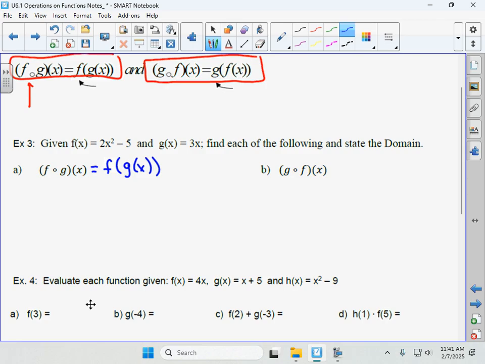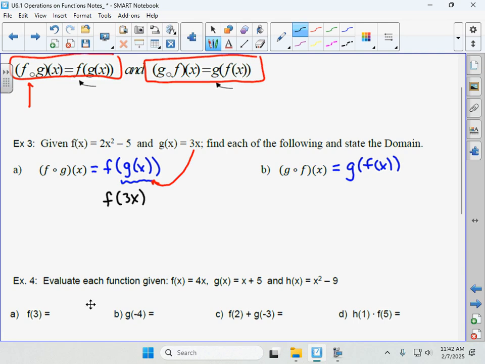All right, and then g of f of x, same thing. Okay, f of g of x. So we have this g of x function, and we're working on the inside first. So we're going to replace the g of x with what its function is. We're just taking the g of x function, which is 3x, and putting that there instead. So we really have f of 3x.